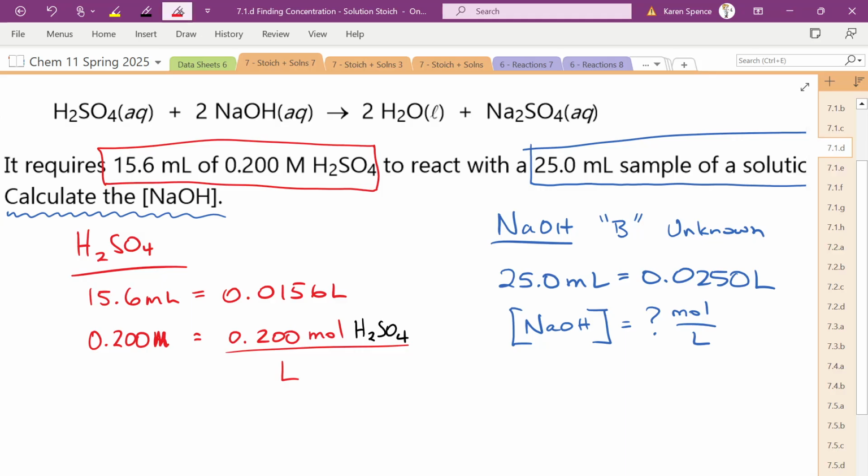Your known substance is always the one that you are able to find the moles of, and we'll be able to find the moles of that. So H2SO4 is substance A. That is our known. And so let's start. Step 1, find moles of A.